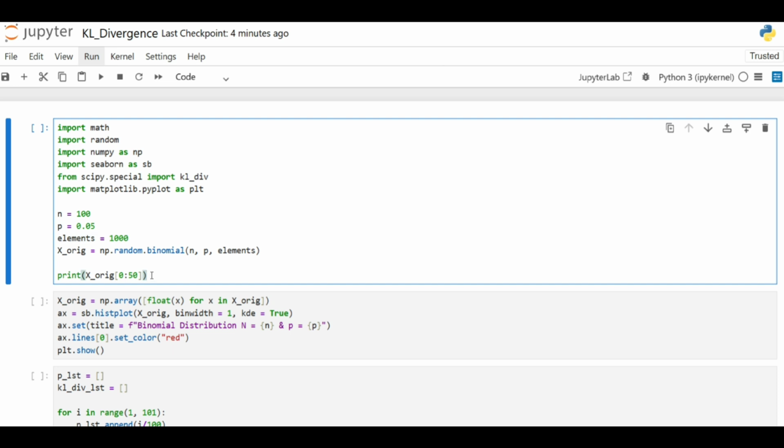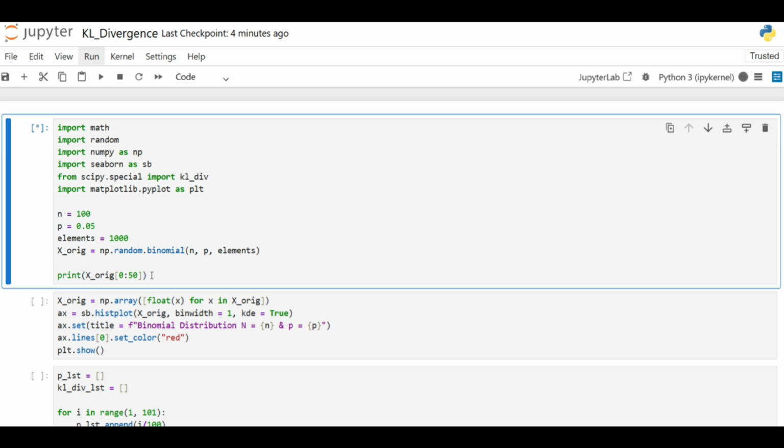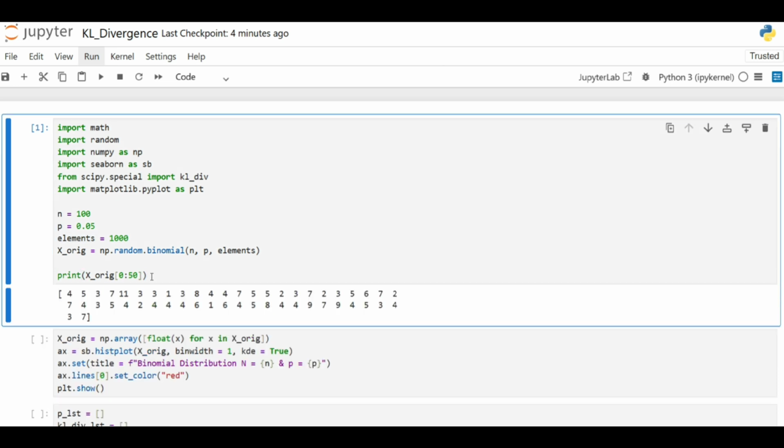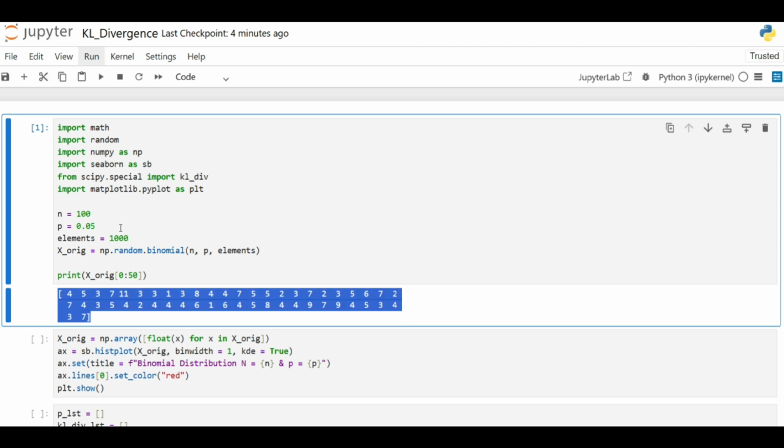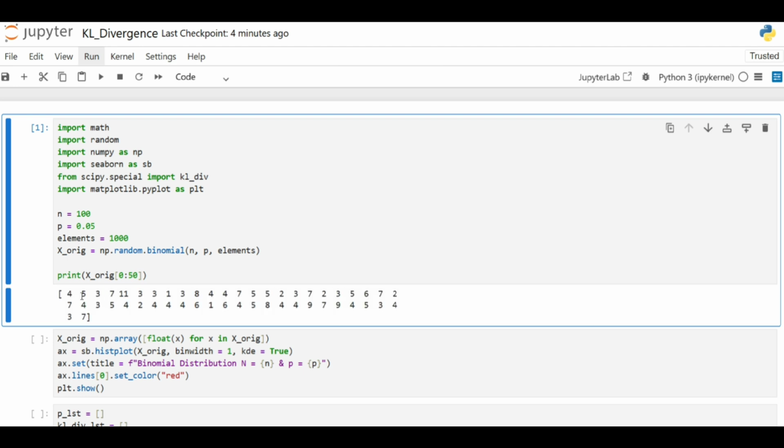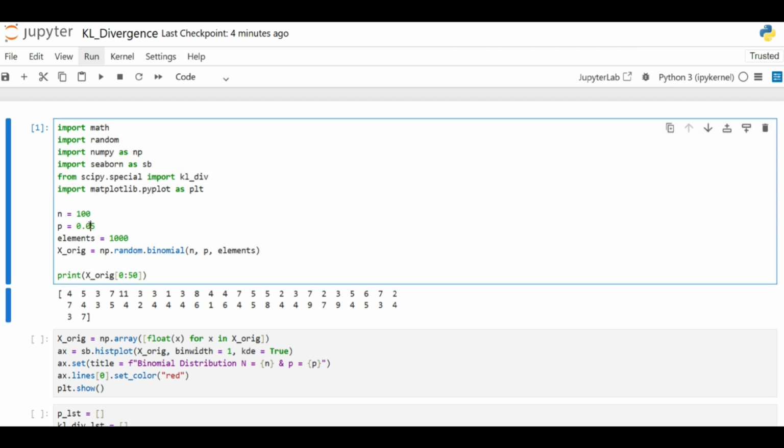Now I'll run this part of the code to showcase how the random variable looks. Over here, for the first 50 observations across these 1,000 trials, you see small numbers, generally less than 15. In the first trial, 4 heads came, followed by 5 heads, 3 heads, 7, 11. So you see that the number of heads is pretty low. That is because the probability here is defined to be pretty low.